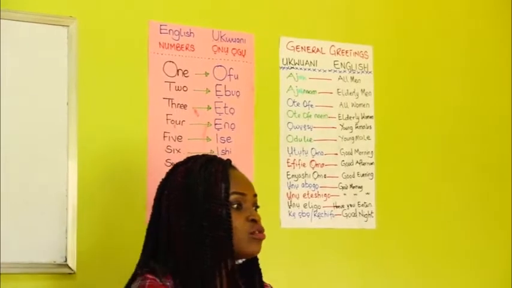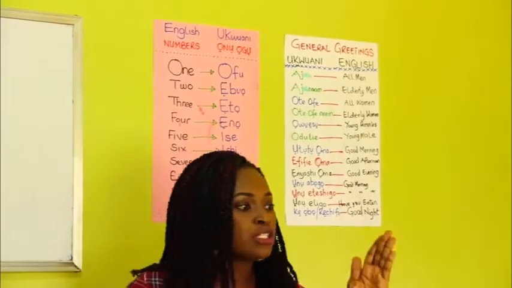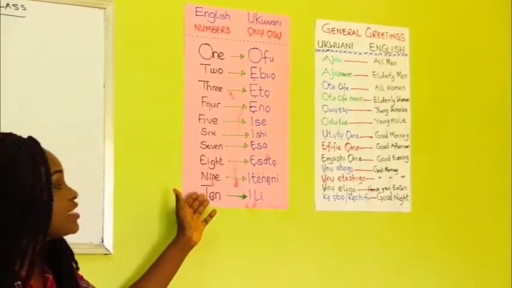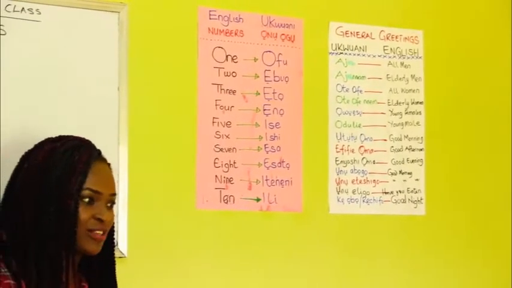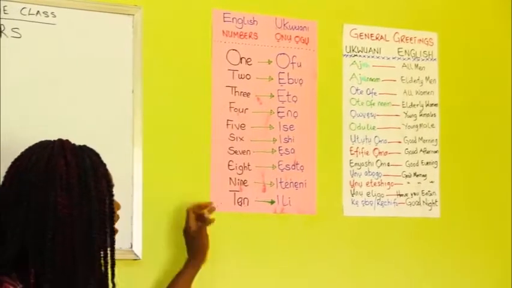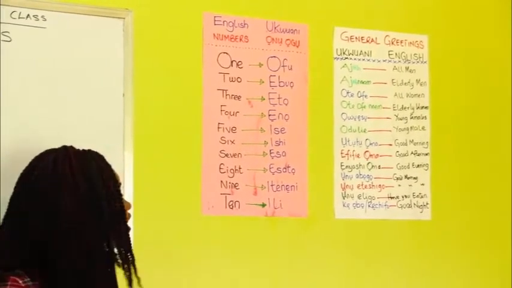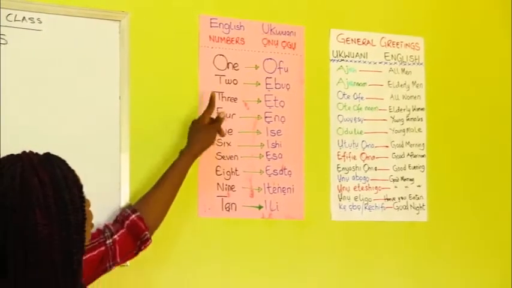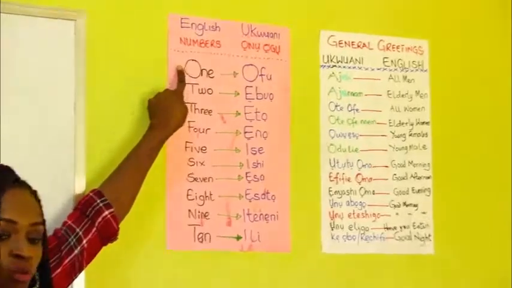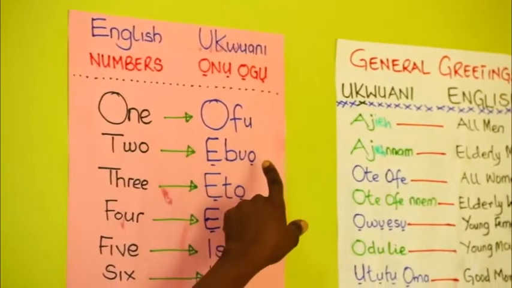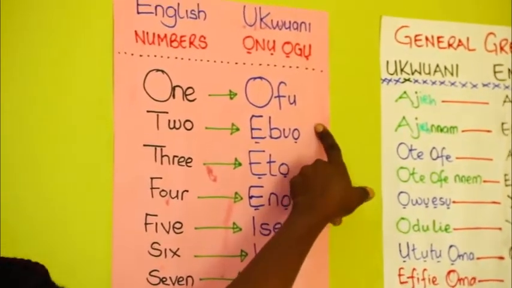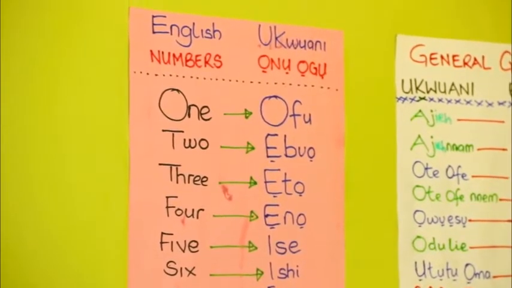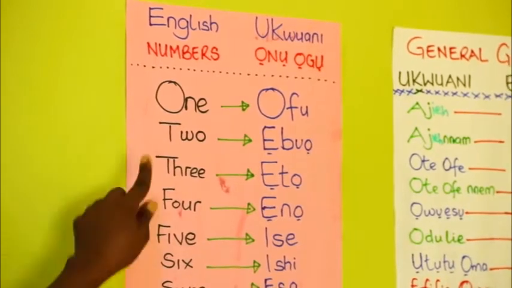Now today we're going to learn numbers 1 to 10 in Ukwuani language. Good. Now let's start from number 1. One. In Ukwuani, it is called Ofu. Ofu. Good. Now let's progress. Two. Ebo.